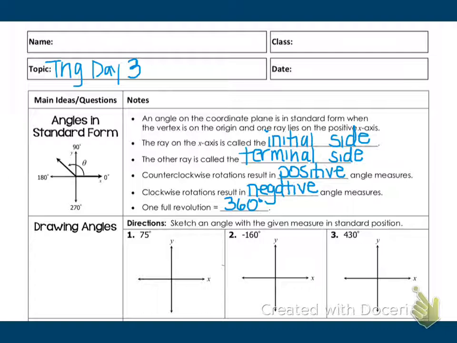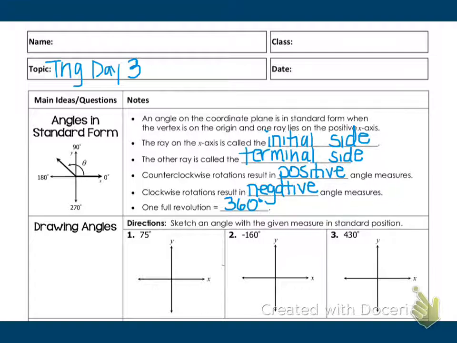Today we're going to learn about angles in standard form, and we're also going to learn about a unit called the radian. And then finally we're going to look at how we can relate the trig ratios of the sine and cosine and tangent into triangles created in the coordinate plane.